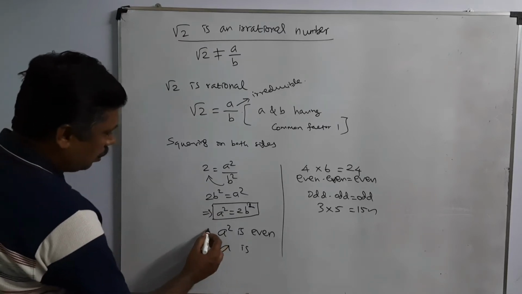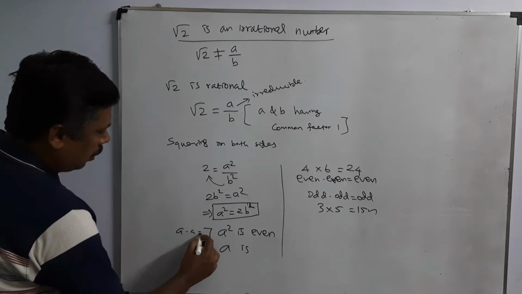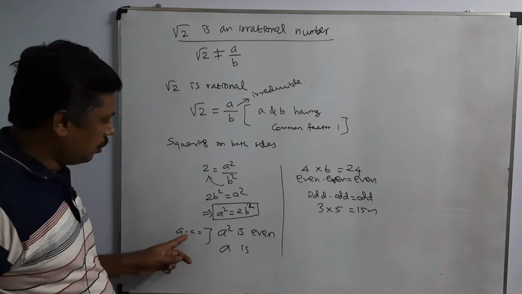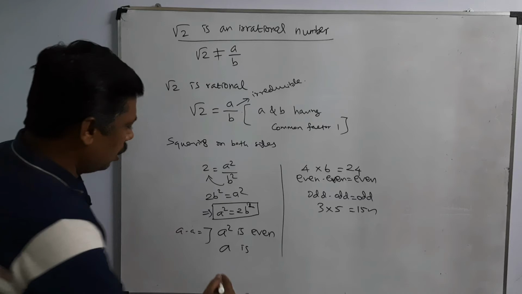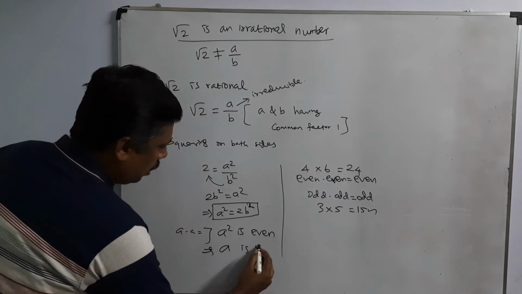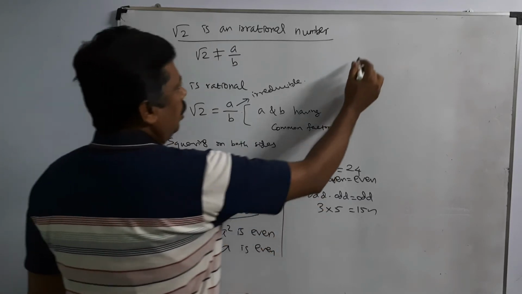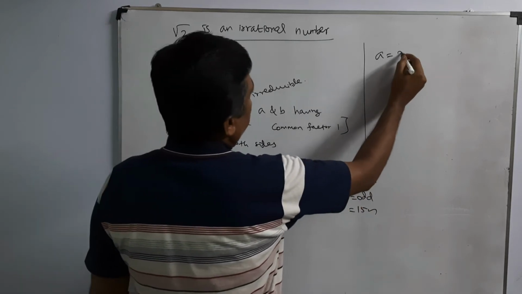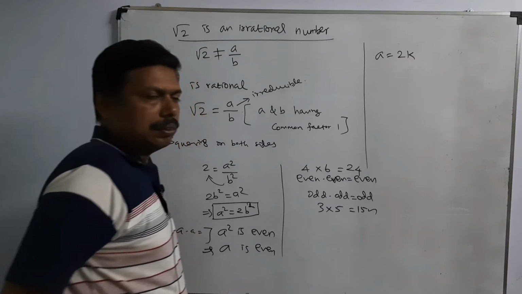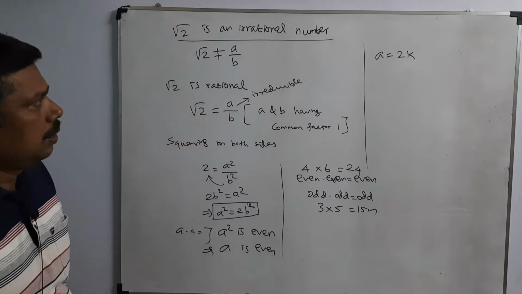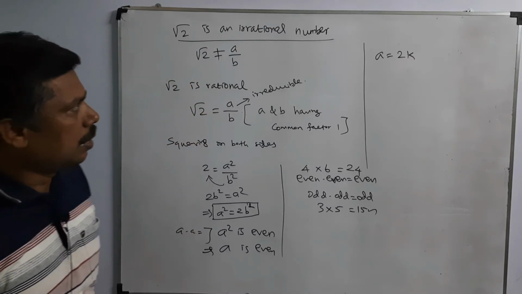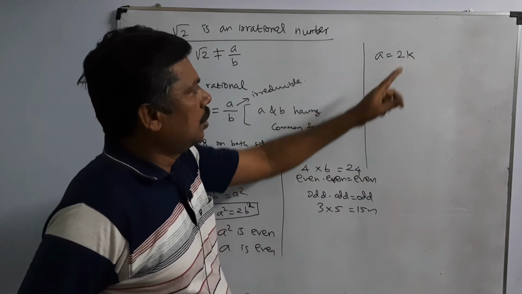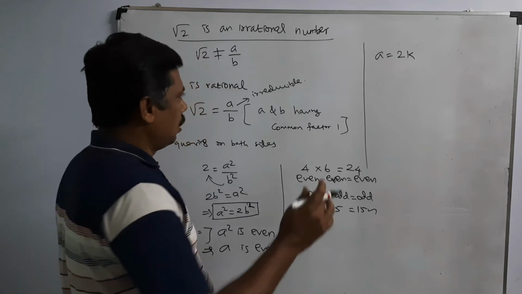Okay, a squared means a into a. So a is even and a is even, and even into even is even. So in this case we get that a is even. Even means a is a multiple of 2. That is, we take a equal to 2k, where k is a constant.